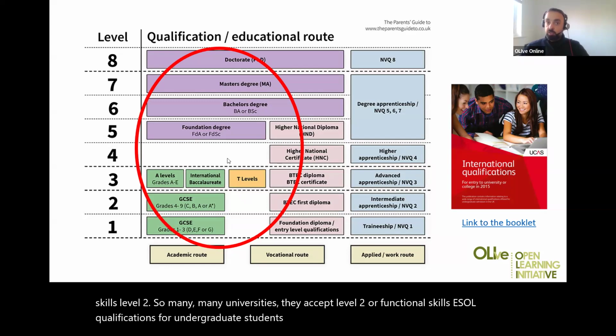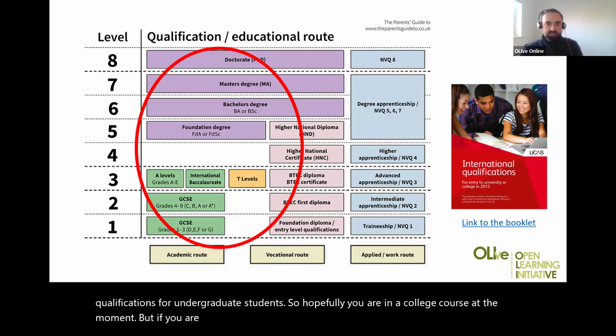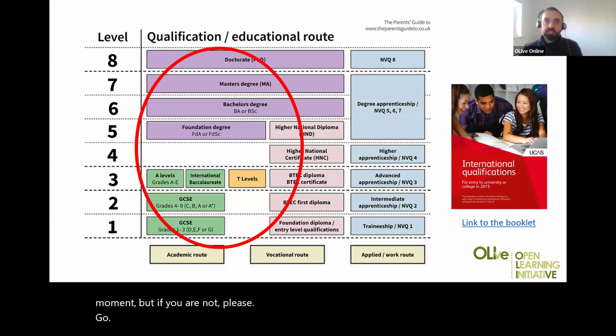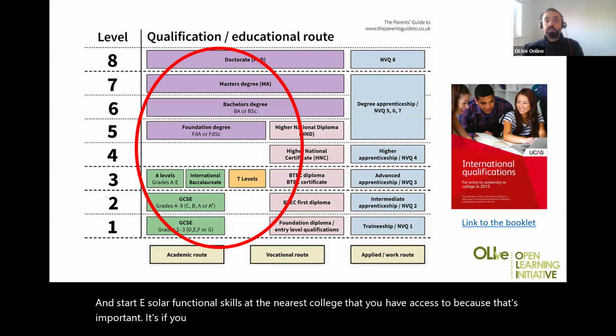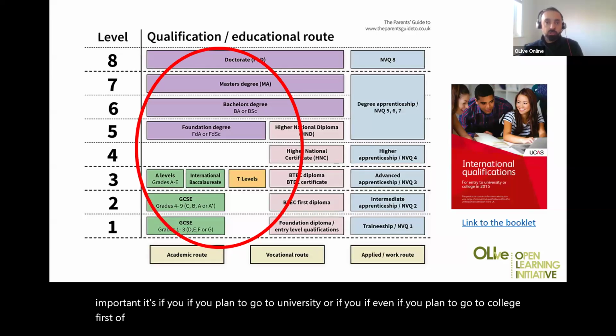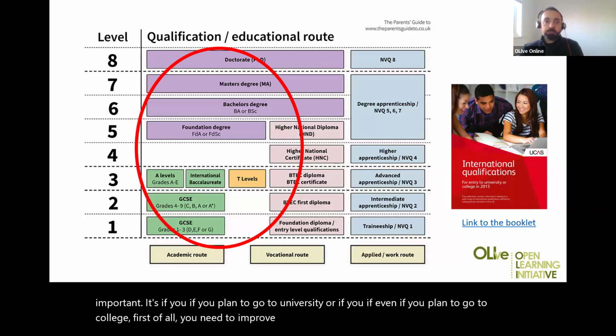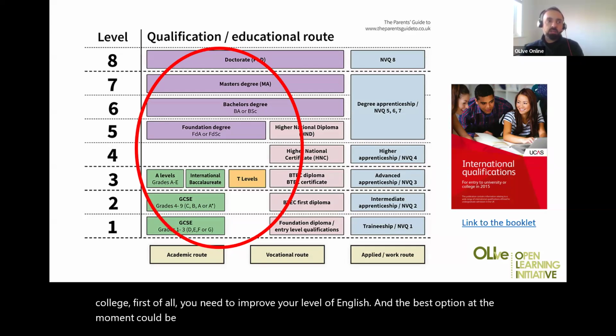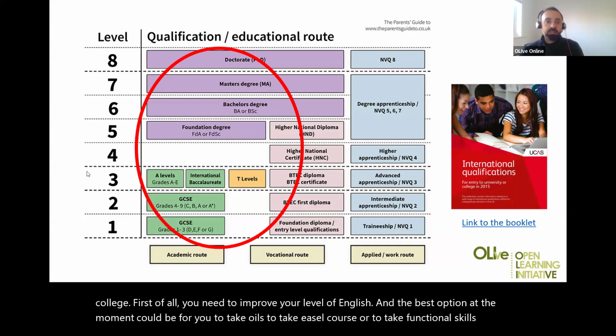So hopefully you are in a college course at the moment, but if you are not, please go and start ESOL or functional skills at the nearest college that you have access to, because that's important. If you plan to go to university, or even if you plan to go to college, first of all, you need to improve your level of English. And the best option at the moment could be to take IELTS, to take an ESOL course, or to take functional skills courses at a college.